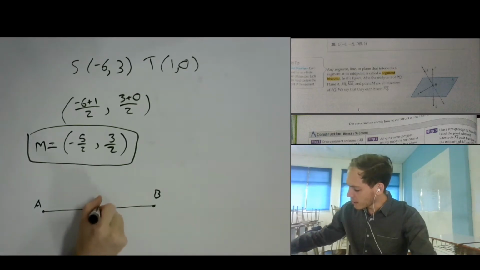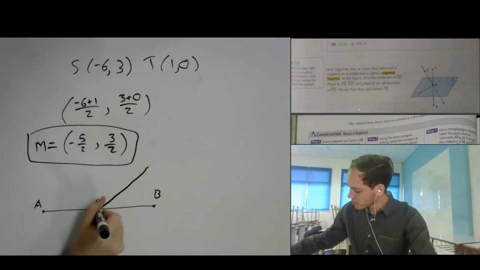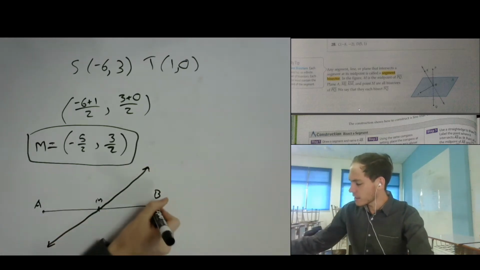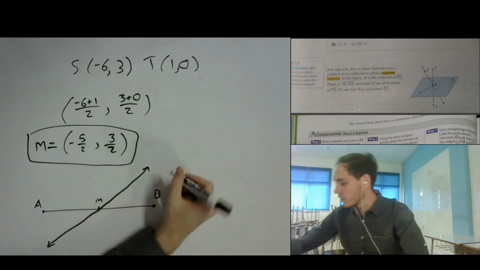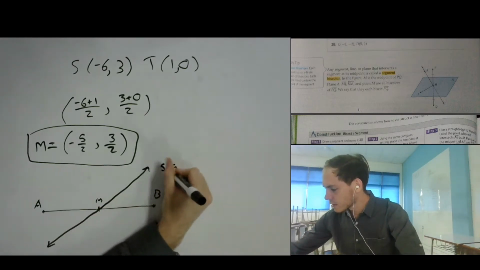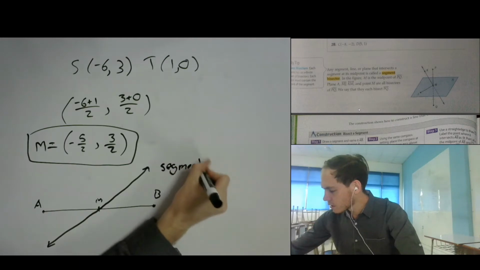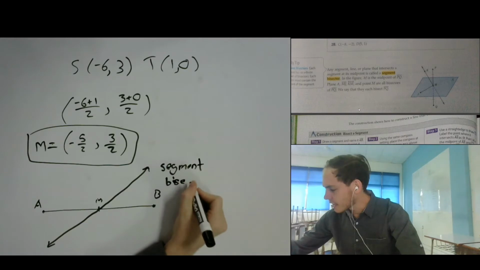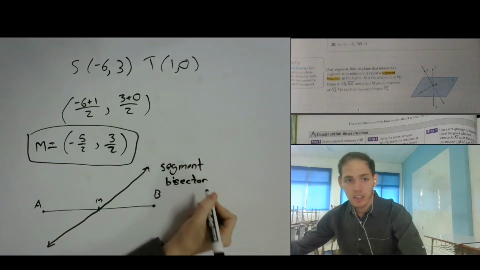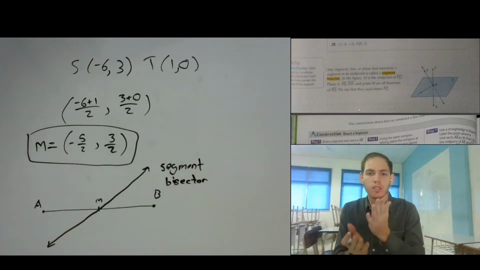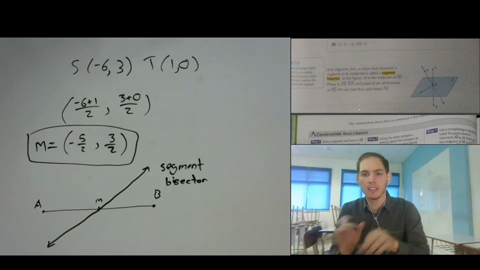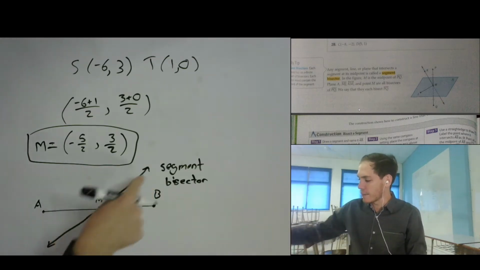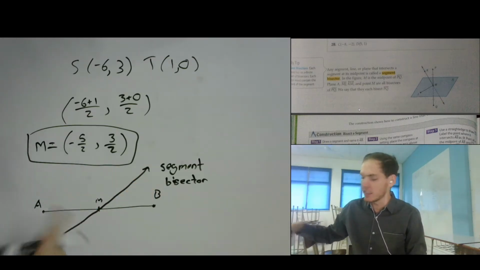If I have a line, even if the line's skewed, this line intersects my line segment at the midpoint, that would be called a segment bisector, okay? Bisect is talking about into 2. So sect is section, bi is 2. So 2 sections. So a segment bisector divides our line segment into 2.